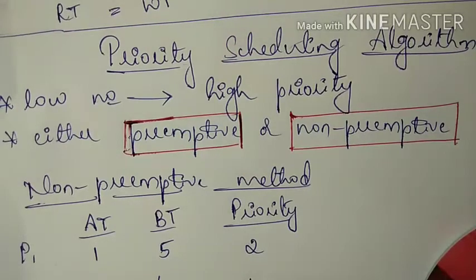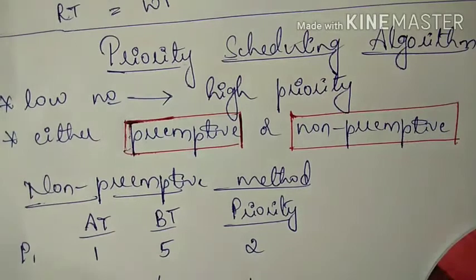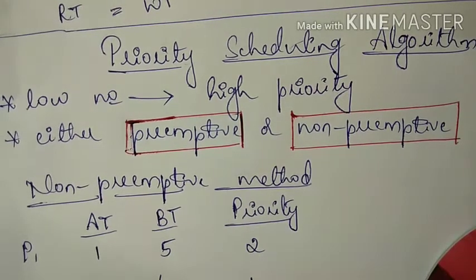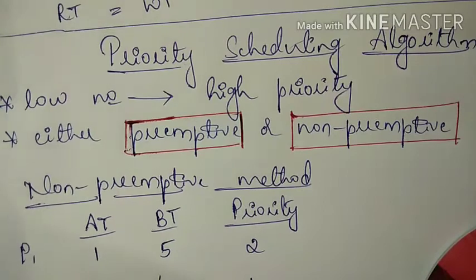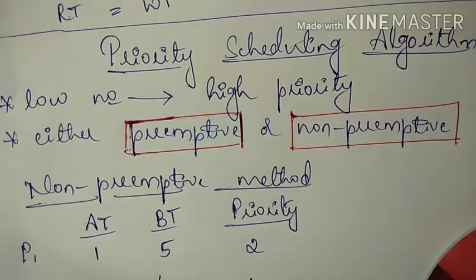Good afternoon everyone. We have discussed 3 to 4 scheduling algorithms. So in today's class we are going to discuss the priority scheduling algorithm. In this algorithm, each process will be given some number that is also called the priority number. So based on this number we are going to schedule the processes to the CPU.